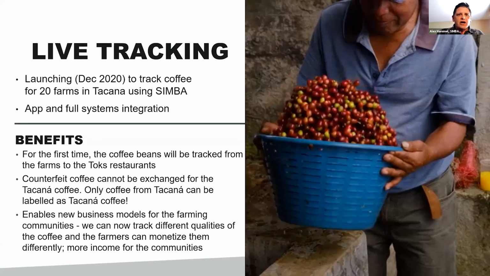An interesting use of blockchain here is this kind of live tracking benefit. For the first time, the Tokes restaurant system could verify exactly where all the coffee beans came from. It can eliminate counterfeiting and ensure that you're getting the product that you are expecting. This is one application we worked on, which we call track and trace, where we can more easily follow how something goes from the very start all the way to a finished product, and we can use blockchain to verify that all the way along.